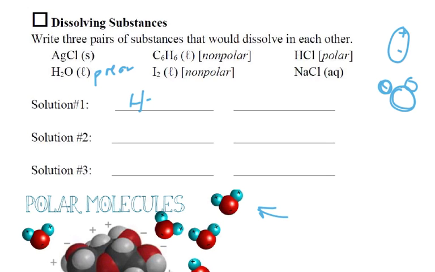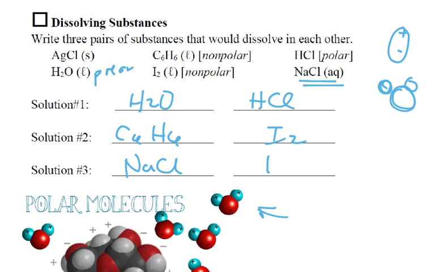So one choice here would be, say, H2O and HCl. Okay, those would work. Non-polar things dissolve non-polar things. So the C6H6 and the I2, those would work. And the other thing is that ionic things will dissolve in polar things. So like NaCl, we all know that salt water, NaCl and water, those would dissolve nicely as well.